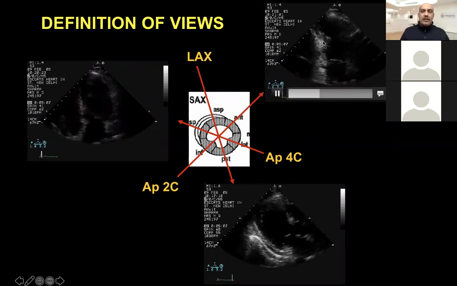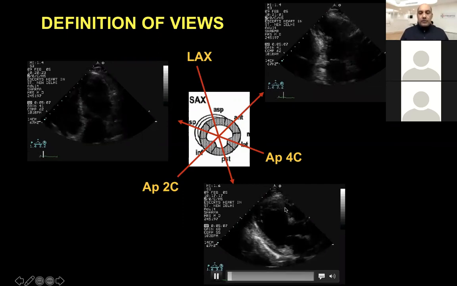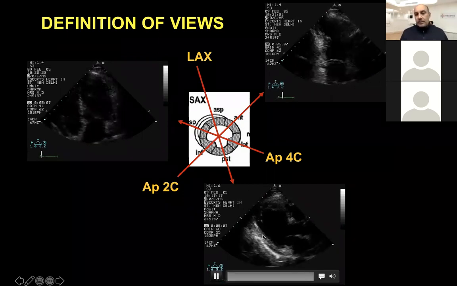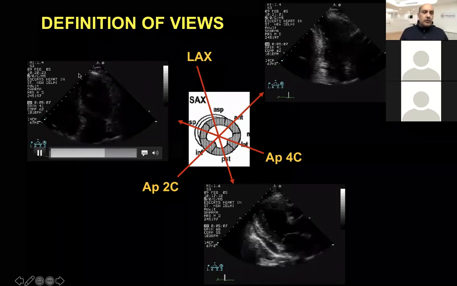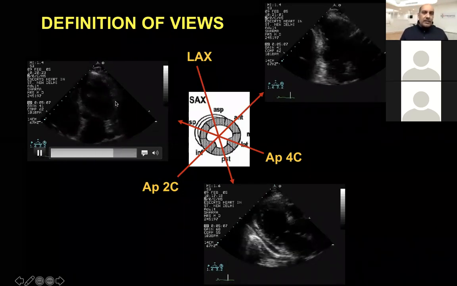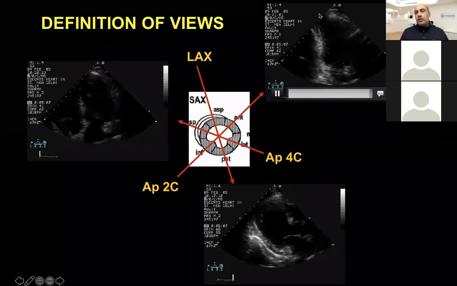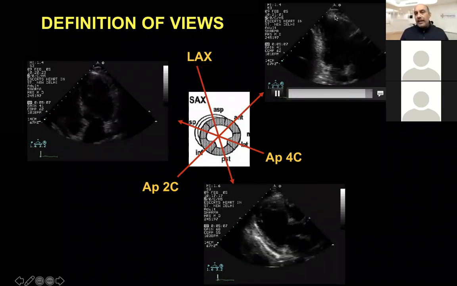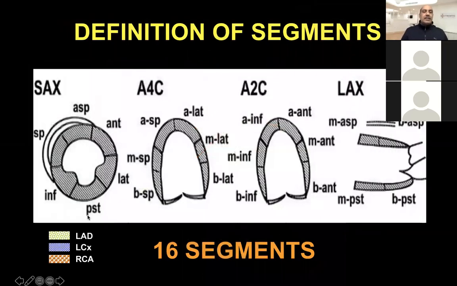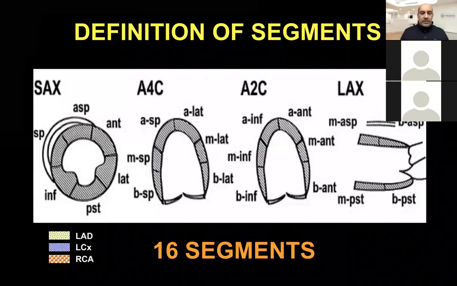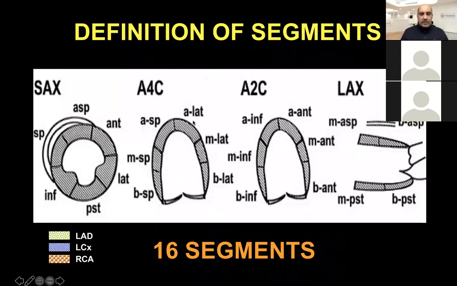So these are three different views which we use: the parasternal long axis, showing the posterior wall and the anterior septum; the four chamber view, showing the septum and the lateral wall; and the two chamber view, showing the inferior and the anterior wall. Now, if you look at these particular segments, this is the representative of the four chamber view, this is the representative of the two chamber view, and this is the long axis view.